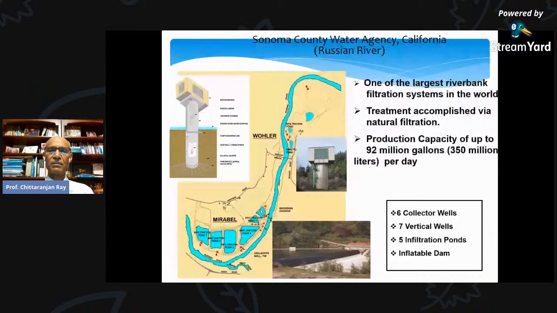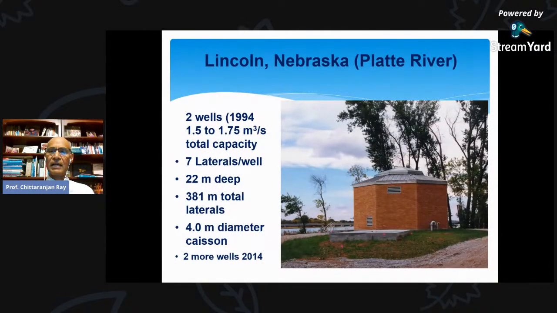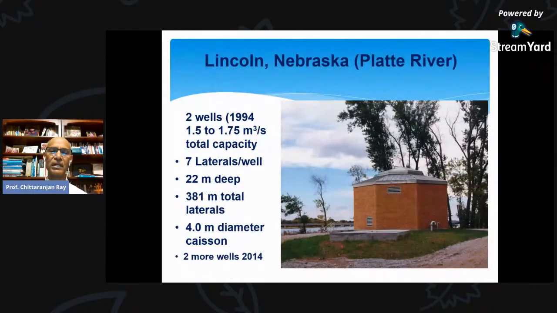Here in Lincoln, Nebraska, where I'm located, we have 4 wells, 2 installed in 1994 and 2 in 2014. And these wells are located on an island on the Platte River. The first 2 wells are pumping 1.5 to 1.75 cubic meters per day. Each one has 7 lateral screens, each 22 meters deep. The total screen length per well is about 380 meters. And the main pipe where the screens are pushed out is about 4 meters in diameter.